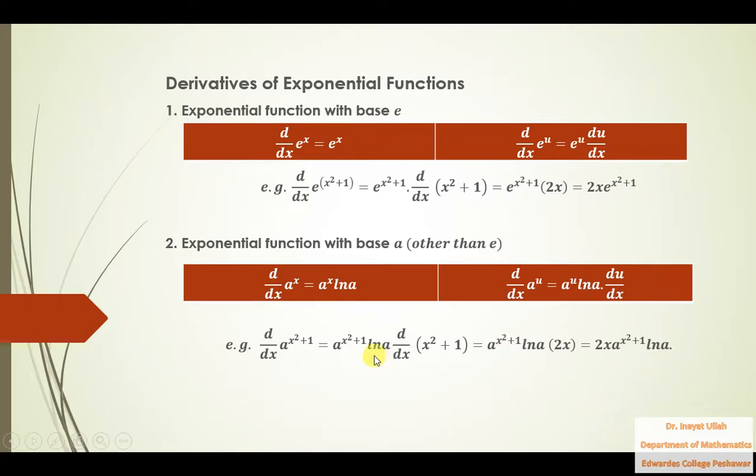So that is the same, natural log of the base a and the derivative of the power, which is x square plus 1. Now the derivative of x square is 2x and the derivative of 1 is 0, so that is 2x, and writing this 2x in front of a power x square plus 1 is the derivative of a power x square plus 1.